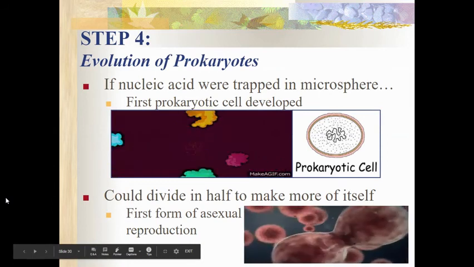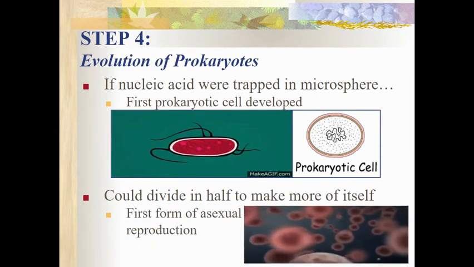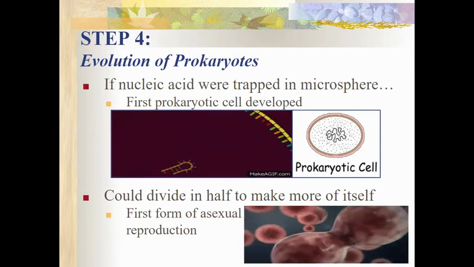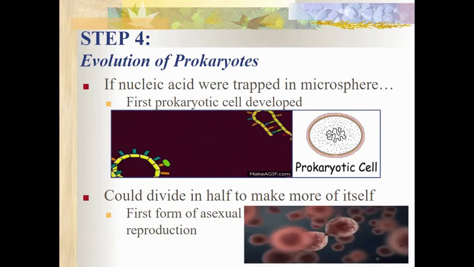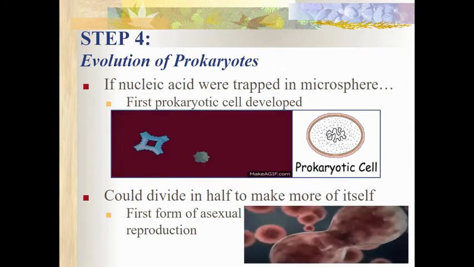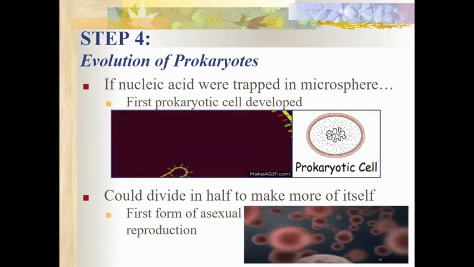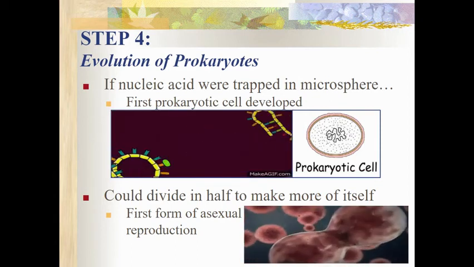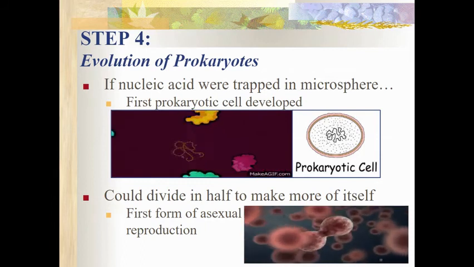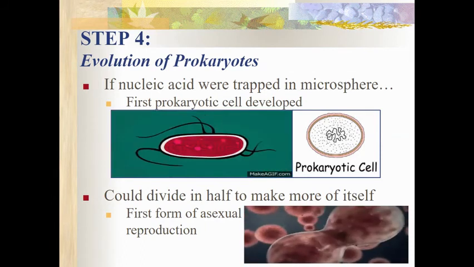So then that leads to step 4, the evolution of prokaryotes. So the idea of a nucleic acid becoming trapped in a microsphere, that would be how scientists believe the first prokaryotic cell developed. This would have the ability to divide in half to make more of itself. And so that was the first form of asexual reproduction.